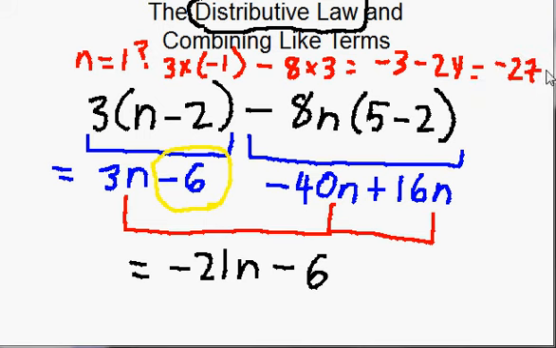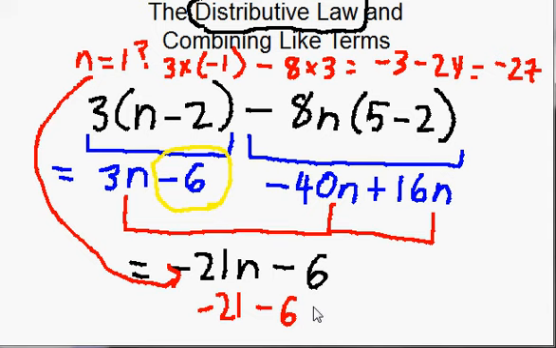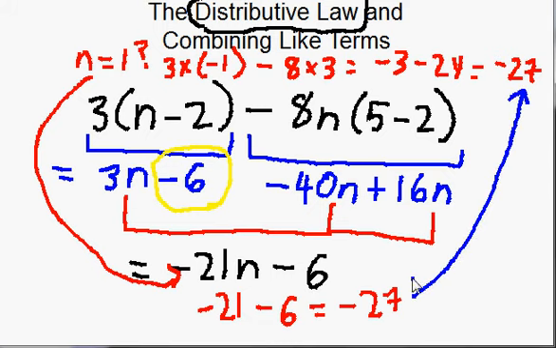Let's see if I get the same answer if I plug n equals 1 into that one. Well, I've got negative 21 times 1, which is negative 21, minus 6, I hope this comes out, is negative 27. Hooray! Look at that. I've got a match between this negative 27 and that negative 27. That's the whole idea of simplifying expressions. When you simplify an expression, no matter what n is, these always equal each other. What if n was 3? If n was 3, well, go ahead and try that out on your own. I don't have time in this video to show that.